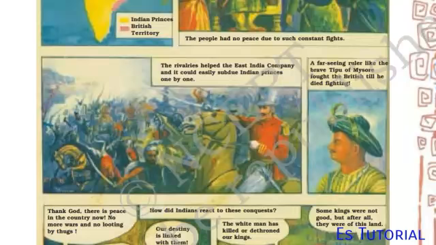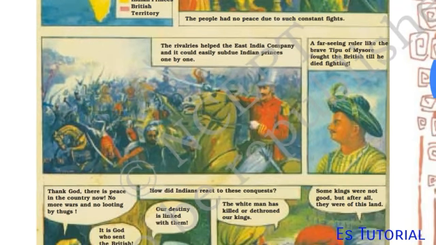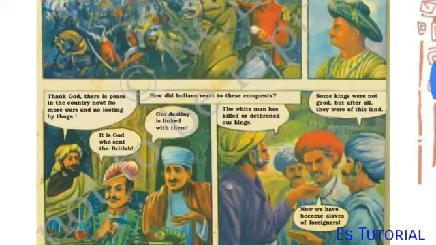A far-seeing ruler like the brave Tipu of Mysore died fighting. So there was a person who was living in Mysore, his name was Tipu, who fought with the British till his last breath. Thank God there is peace in the country now. No more wars and no looting by thugs.